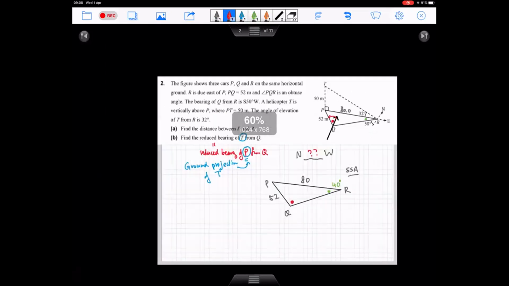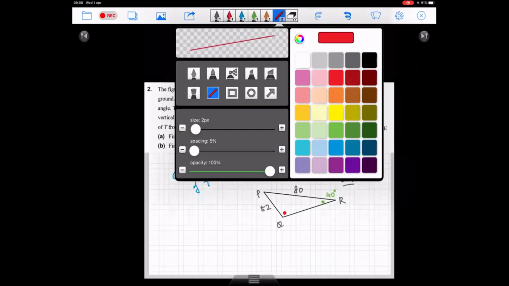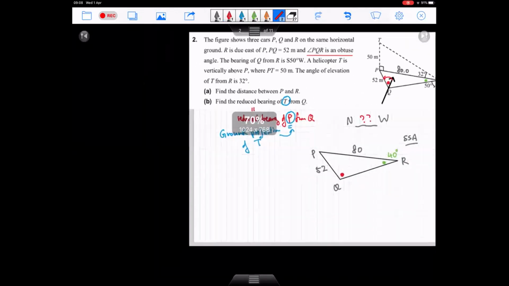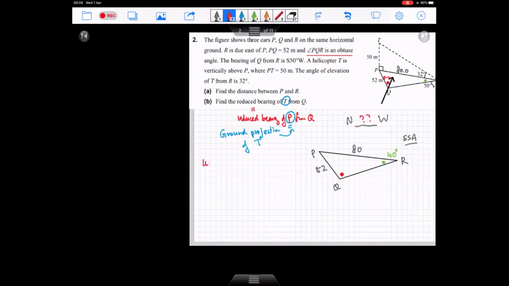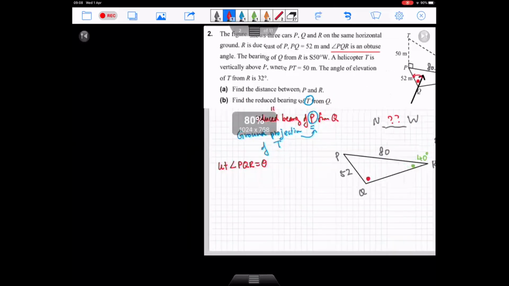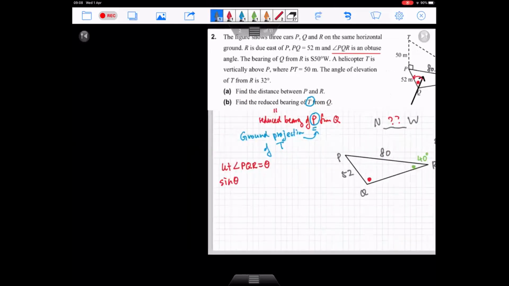So now the second thing is how careful are you in reading the question? The question says PQR is an obtuse angle. So among the two answers, I choose the obtuse angle, all right? So I would say let angle PQR be theta. Or I mark it on the diagram, or I put it in writing, let PQR be theta. Then invoke the sine formula. We have sine theta divided by 80 equals sine 40 divided by 52, all right?